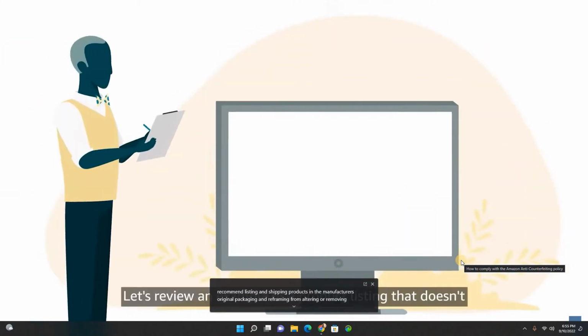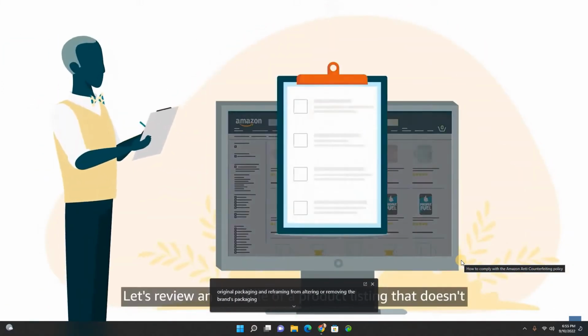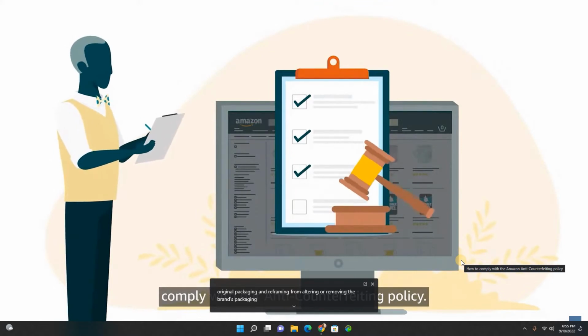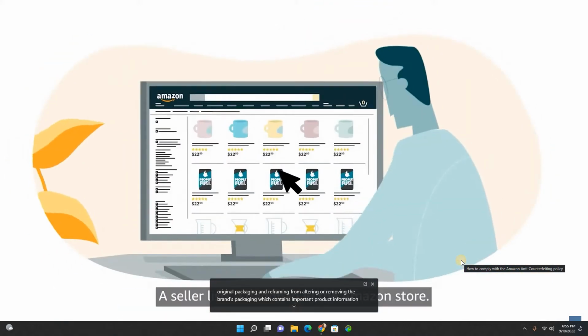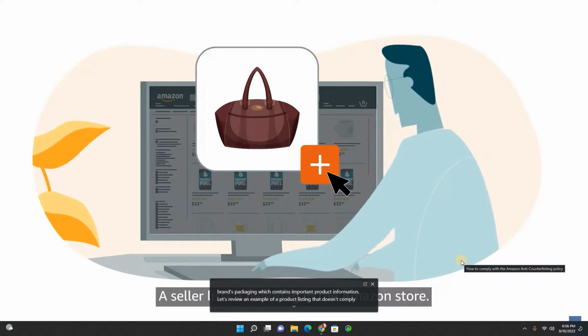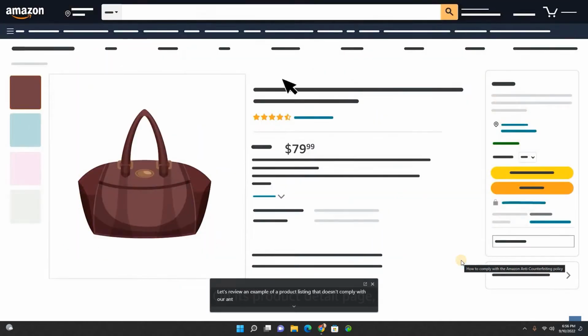Let's review an example of a product listing that doesn't comply with our anti-counterfeiting policy. A seller lists a handbag in the Amazon store. On its product detail page, the seller notes that the handbag is from brand ABC.